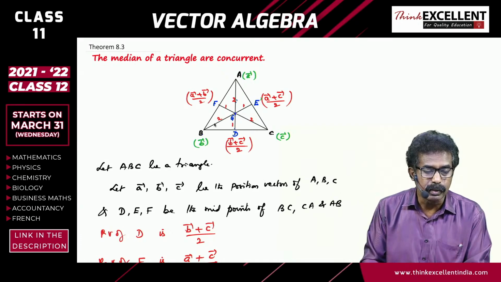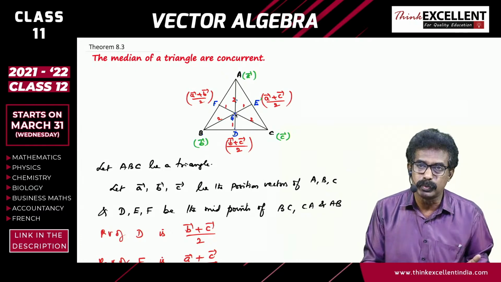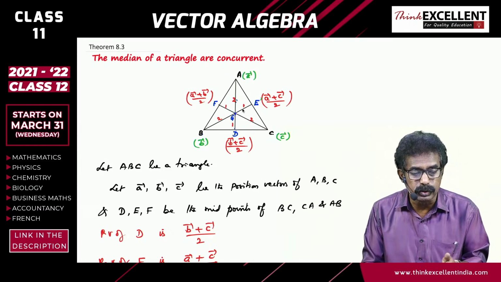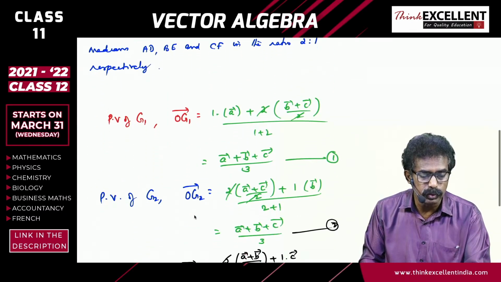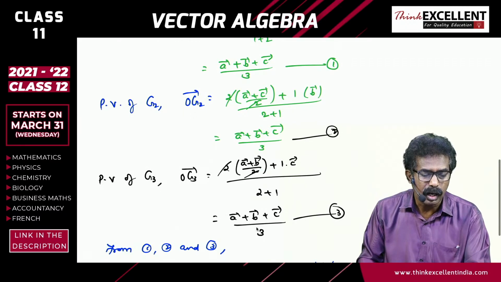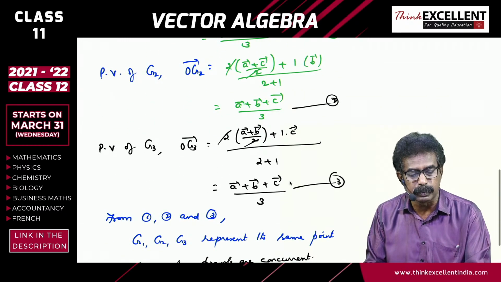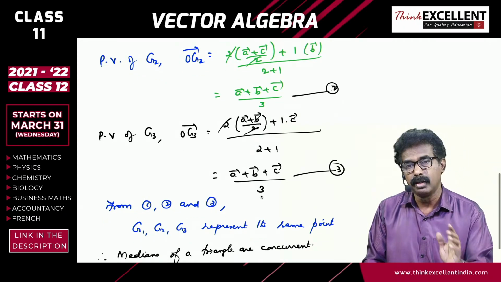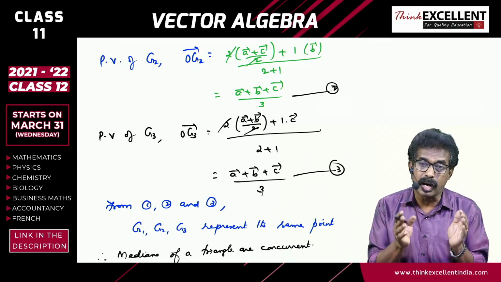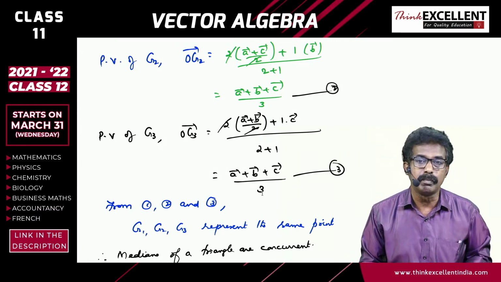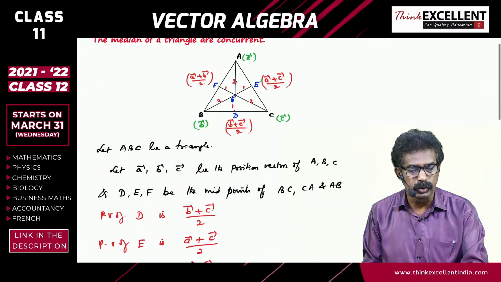So find OG1 using the section formula. Second, BE, the second median. On BE we take a point G2. It divides in the ratio 2:1. Now we find OG2. Likewise OG3 on the third median. All the answers will be the same. When you use the section formula, you get A vector plus B vector plus C vector by 3. All the points are the same. We assume there are 3 different points, G1, G2, G3, and later we prove all 3 are the same. So you can say medians of a triangle are concurrent. It's a very simple proof. I'll give these handwritten notes to you. Okay.